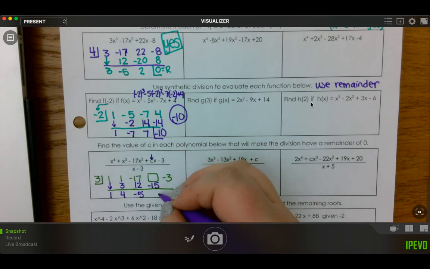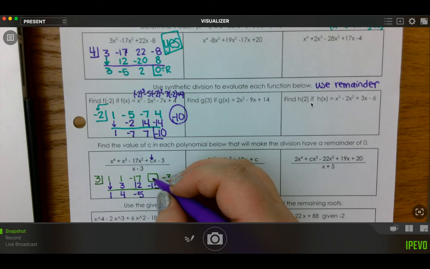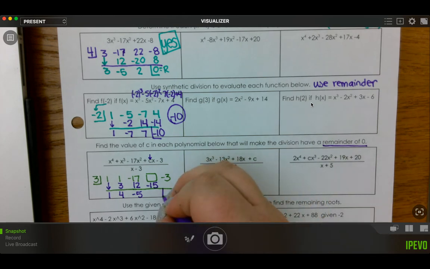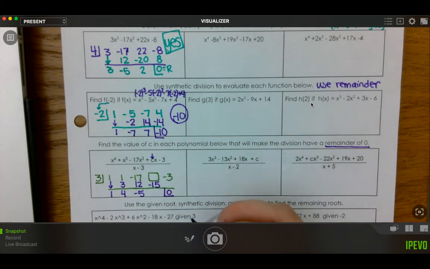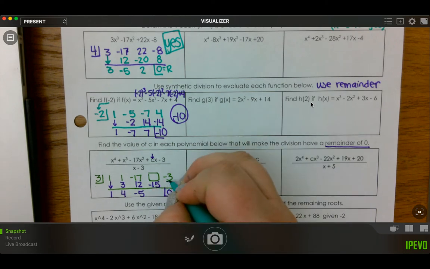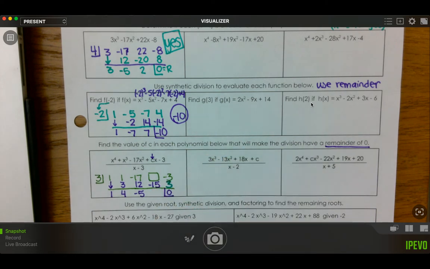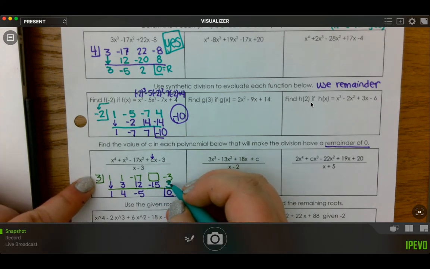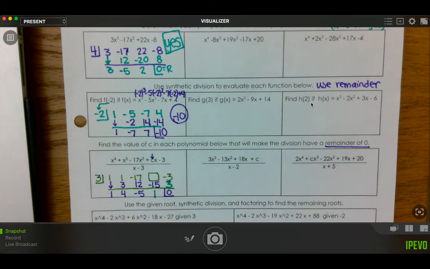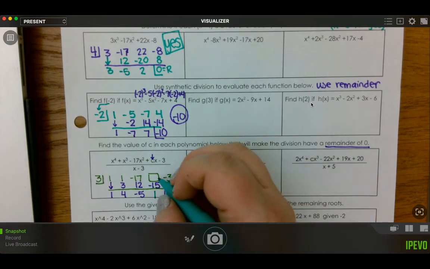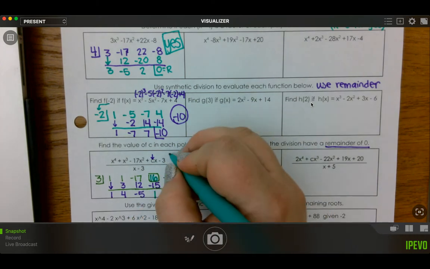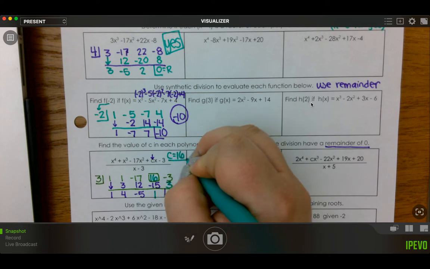And then negative 5 times 3 is negative 15. And I don't know where to go next because I'm missing the number that I'm adding it to. But I do know that my remainder has to be 0. So if I want this to be 0, then the number right here would have had to be a 3. And if that's a 3, I need this to be a number that multiplies by 3 to equal 3, which is 1. Then my very last piece is, what number minus 15 equals 1? 16. And that's my answer. C would have to be 16.